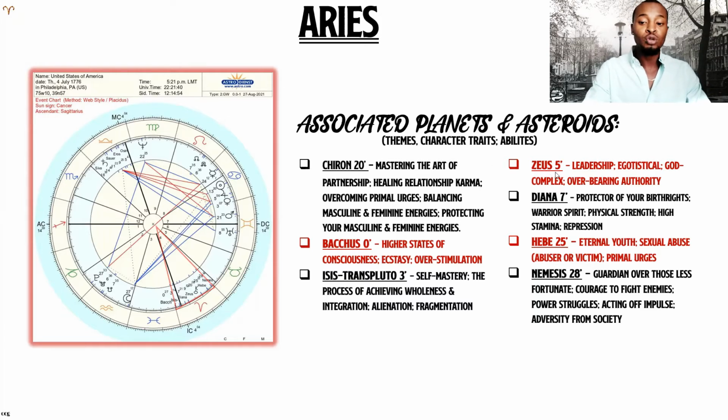So then we have Zeus here, right? And Zeus speaks of leadership, egotistical, God complex, overbearing authority. So Zeus here is a very masculine energy, and it speaks of you being able to have a lot of power over others and even over yourself, which can put you in a place of leadership on the positive side, and then on the more negative end of the scale, it could be very overbearing and very egotistical.